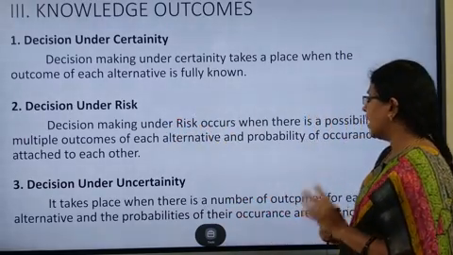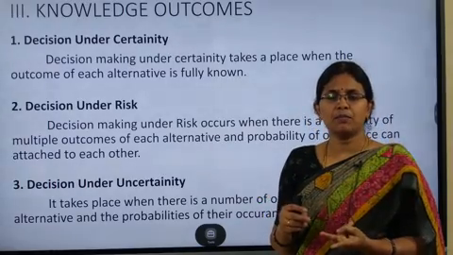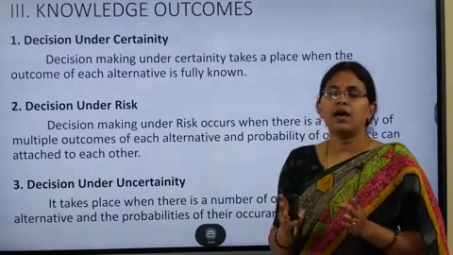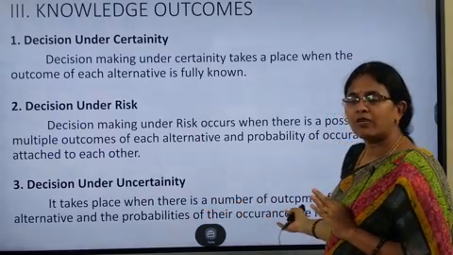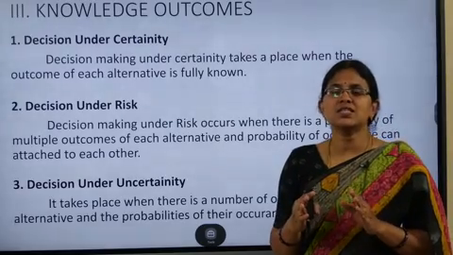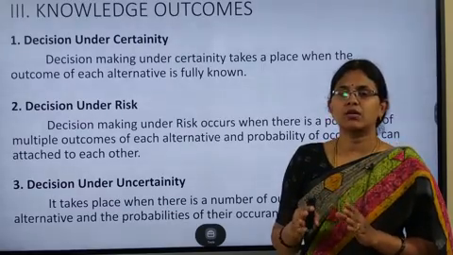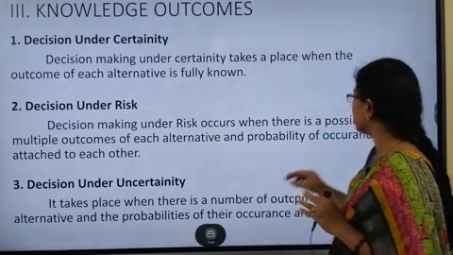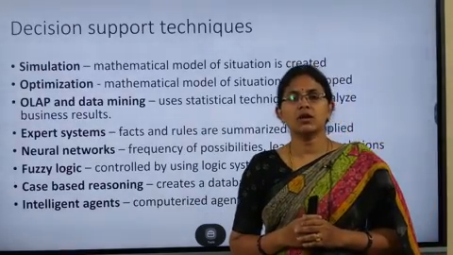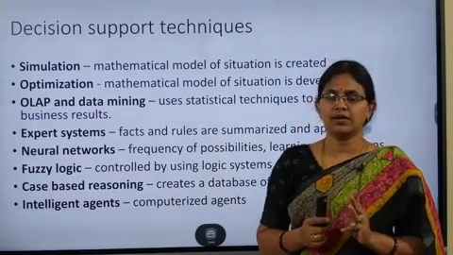And decision under uncertainty. This is quite opposite to both of the above. It means the outcome of the alternative is not known and the probability of occurrence is also not known. It means what is the chance of getting that outcome is not known. Such a category is called decision under uncertainty. So these are the types of decisions which are defined. There are majorly three categories in types of decisions.